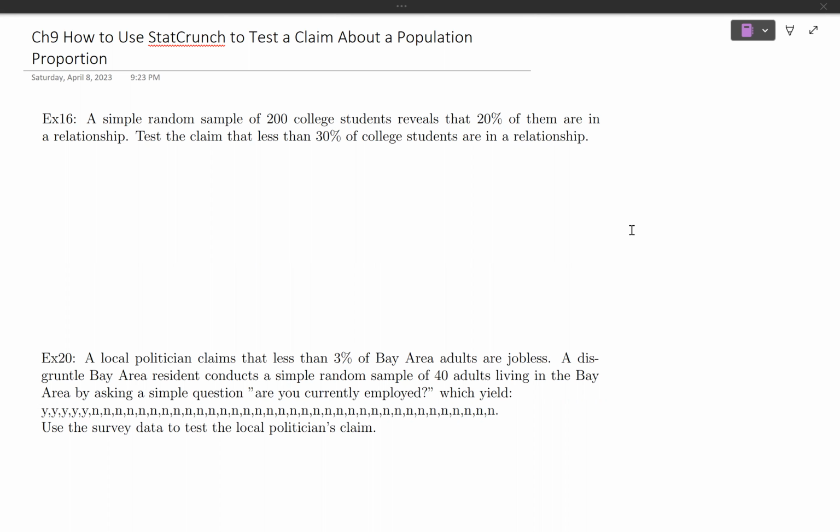Today we explore Chapter 9, how to use StatCrunch to test a claim about a population proportion. We cover two exercises, one with the summarized data and the other one with the raw data. In exercise 16, we have a simple random sample of 200 college students. It reveals that 20% of them are in a relationship. And we're going to use the sample data to test the claim that less than 30% of college students are in a relationship.